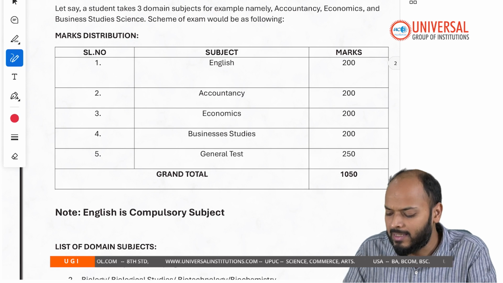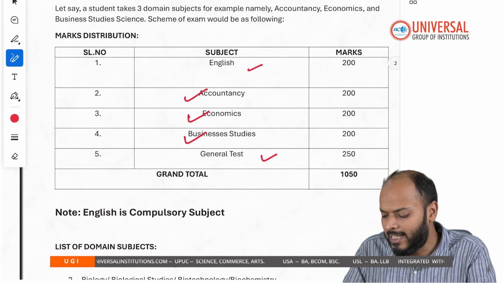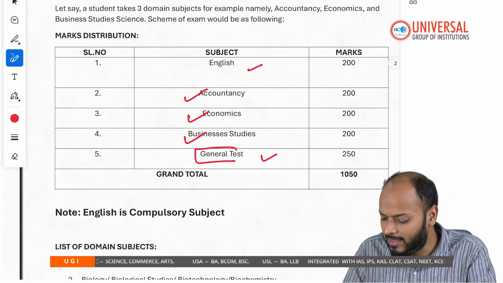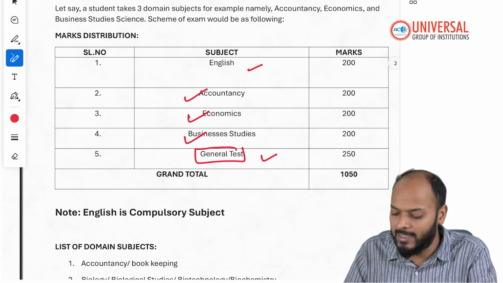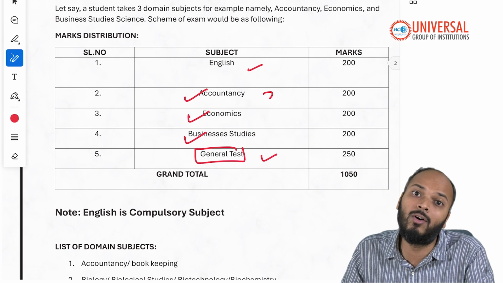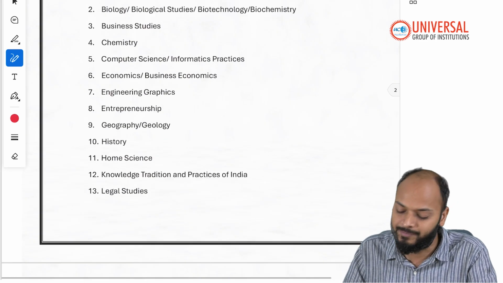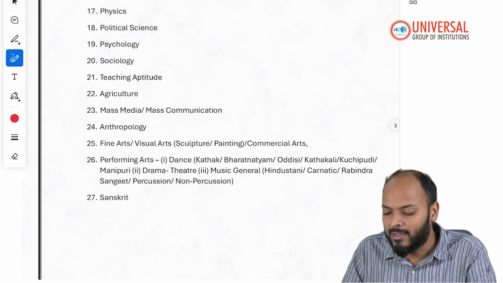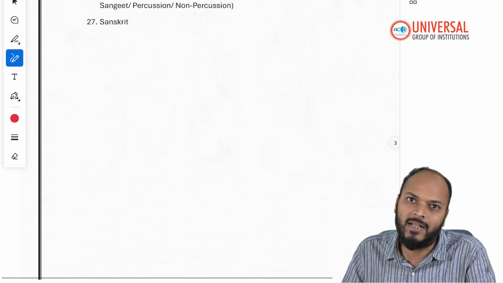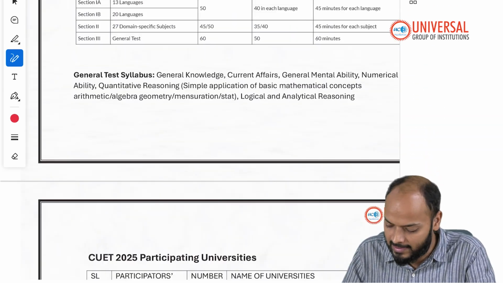If you are writing for commerce, then you can take domain subjects like accountancy, economics, business studies. You can choose any language and 1 general test. Again, please remember, some universities don't consider the marks of the general test. Some universities want only, let's say, 4 domain tests. Some might be asking for 5 domain subjects, right? But we are taking the example of DU, right? I hope it is clear to you that you have choices in terms of language also, and you have choices in terms of domain subjects as well. You have to take at least 3 domain subjects, but not beyond 6, right?